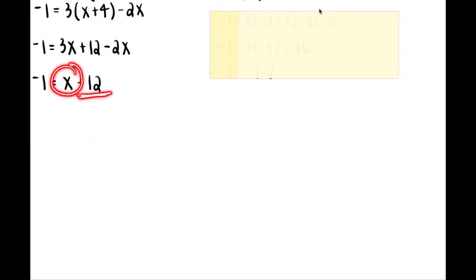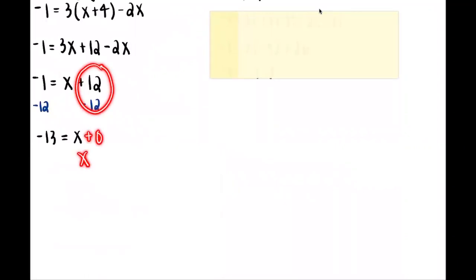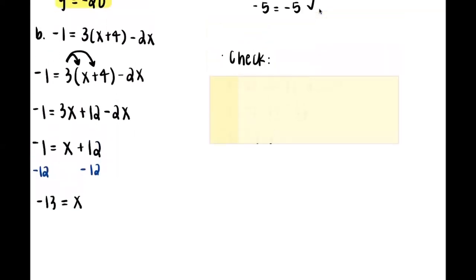Well, remember, I want this x alone. This 12, though, is in my way. Well, if it's plus 12, what do I got to do? Minus 12, right? Okay. Well, now on the left-hand side, I have -1 minus 12, that's -13. And then I have x plus 12 minus 12, this goes to 0. So it would really just be x plus 0, which is just equal to x. So this is what we're saying is our solution. But again, let's go ahead and look at the check step.